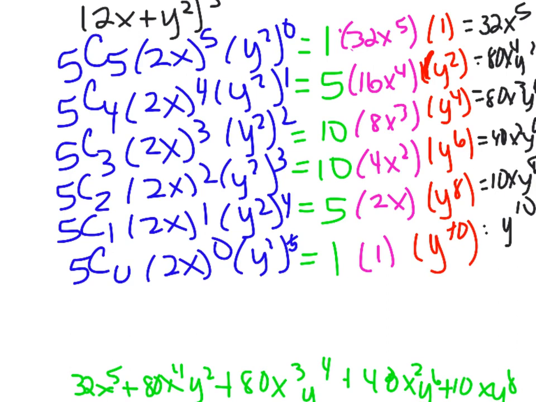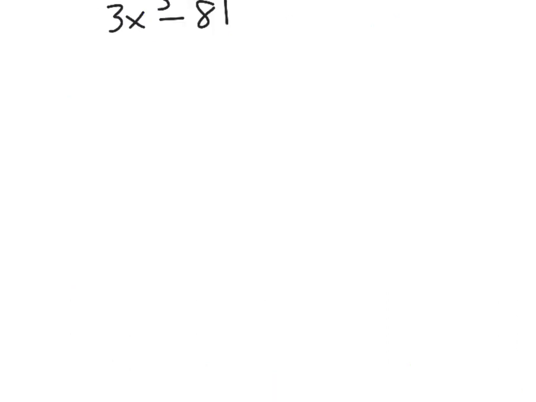Okay, so let's take a look at number 11. Number 11 is to factor 3x to the 3rd minus 81. So I'm going to first factor out the GCF, which is 3. Then I have x to the 3rd minus 27. So this is the difference of perfect cubes. So I'm going to use SOAP.